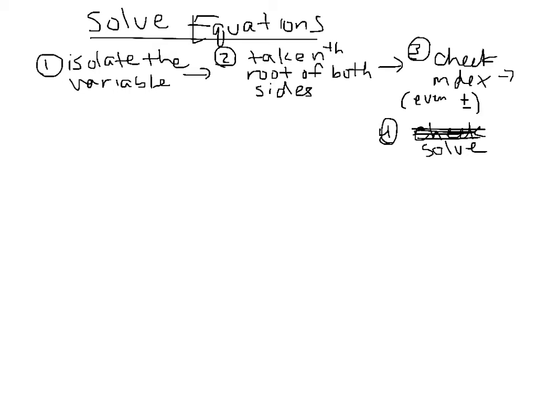Example number 1, if we have 4x to the 5th plus 10 equals 138. First thing we need to do is to isolate our variable. So we're trying to get x to the 5th by itself. So we subtract 10. So we get 4x to the 5th equals 128. Now we're going to divide by 4. So x to the 5th equals 32.